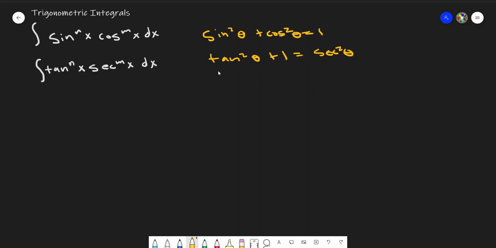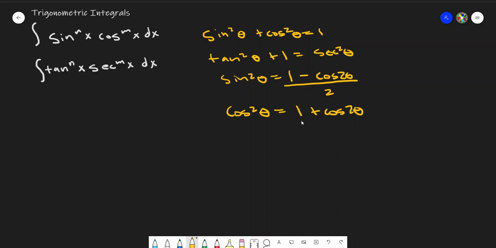Now that's not the only one that you would probably be using. Such things as sine squared theta equals 1 minus cosine 2 theta divided by 2, and similarly, cosine squared theta equals 1 plus cosine 2 theta divided by 2. Now, there are some other identities that could be useful, but maybe we'll see some of those along the way.